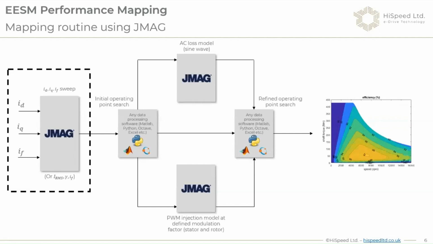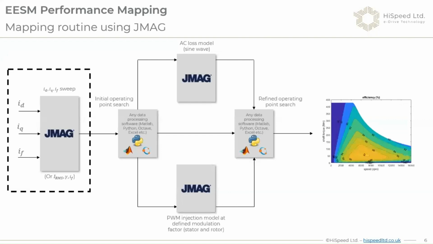We then use that data to do an initial operating point search, where we search for the best possible combination of ID, IQ, IF, giving, for example, maximum efficiency. In this presentation, we focus on maximum efficiency, which is actually minimizing the losses. But you could choose anything, really. If you wanted to minimize the losses in the rotor, you would maybe have another combination of ID, IQ, IF. You can also do a weighting of the losses between the stator and the rotor to get another control table, generating another efficiency map.